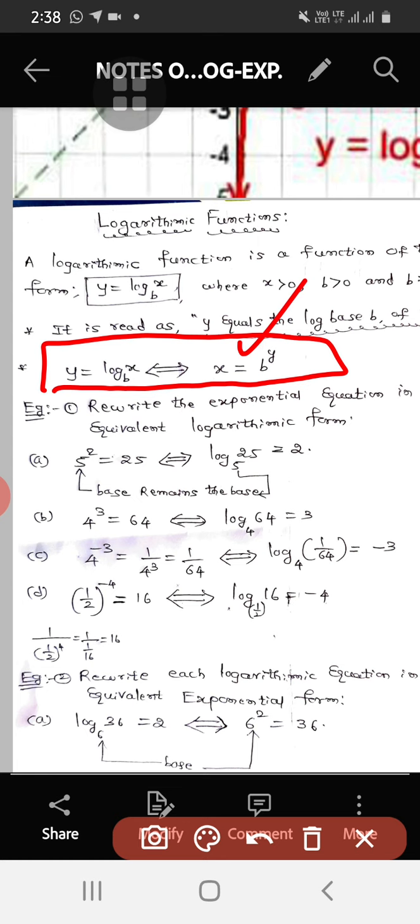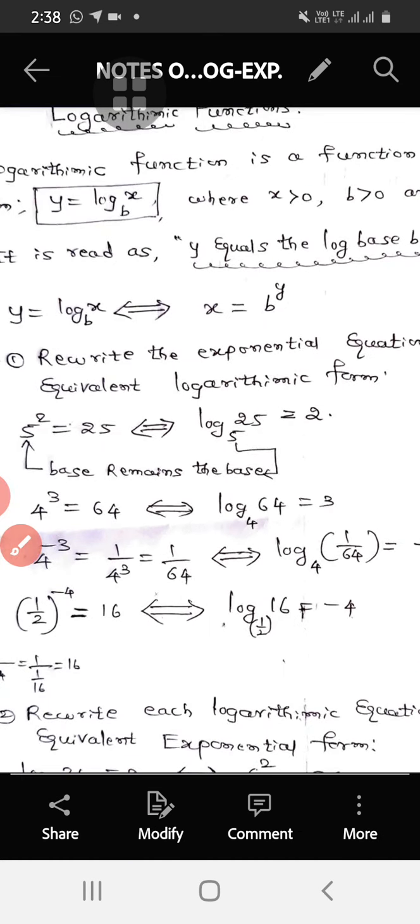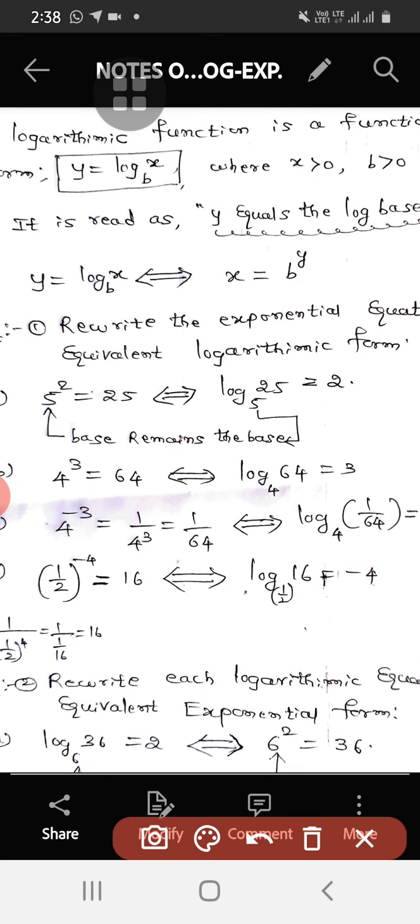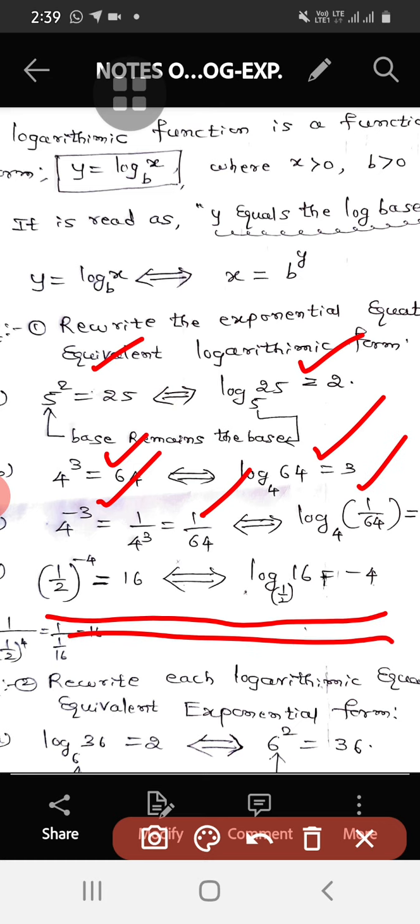I have taken some examples. Also I have explained in my previous classes, so this is only for reference here. 5 square is equal to 25 means we can write it in logarithmic form. 4 cube is equal to 64 means log 64 base 4 is equal to 3. Then if I take 4 to the power minus 3, that is 1 by 64, I can write it in log form. Similarly, I can write this one also.